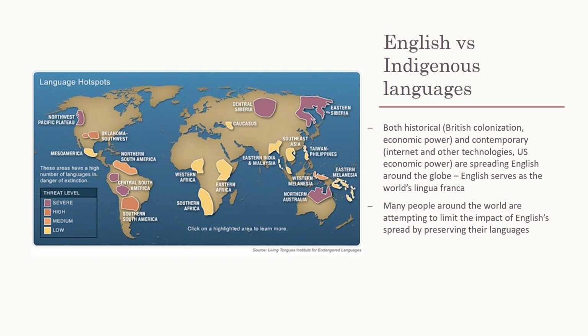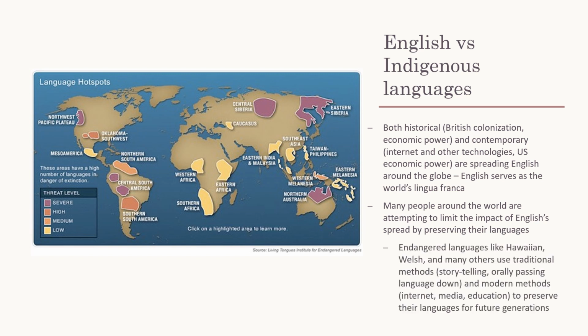And because of that, what we're seeing in response is a lot of these localities trying to say, you know, our language is just as important to us. It is meaningful to us. It is our culture. Our language is part of our culture. It's part of who we are as a people, and we want to preserve that language. And so endangered languages like Hawaiian and Welsh, they use traditional methods to try to recreate and hold on to their languages through storytelling, passing the language down from generation to generation.